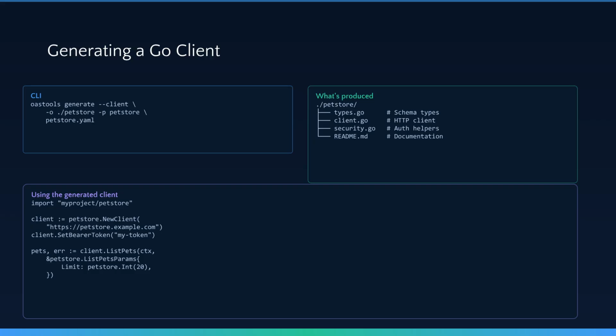Generating a Go client. Here's what client generation looks like end-to-end. You point oastools at your spec and specify an output directory and package name. It produces typed Go structs for your schemas, a client with methods for every operation, security helpers for the authentication schemes your API uses, and a README documenting how to use the generated code. The client methods have typed parameters and return values. No more handwriting HTTP calls or dealing with untyped map[string]any responses.